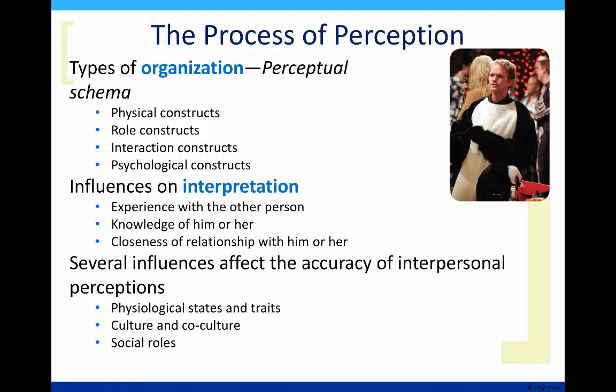These perceptual schemas help us to organize information about that person so that we can move on to the final step, interpretation. This is the step where you figure out what all this information you've gathered about this person actually means. There are some things that help us with this interpretation step. How much past experience have you had with this person? Have they behaved in this particular way before? How much knowledge do you have about them? Do you know that they possess a particular characteristic or quality? And how close is your relationship with them? All these things factor in to help you make a decision about what the interaction really means.